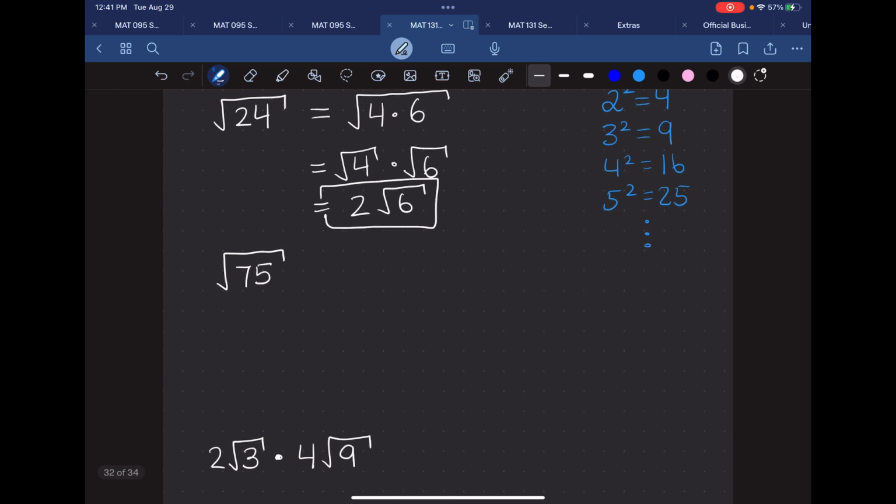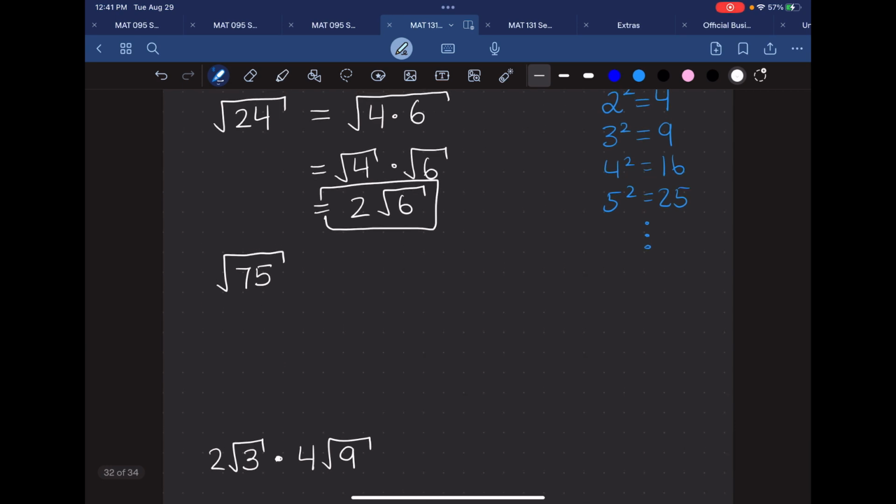All right, so now we have square root of 75. Go ahead and try this one. Okay, so we think about the factors of 75, and we could write 25 times 3. And 25 is a perfect square. That's equal to 5, and then I have left over this square root 3. So this would be our simplified version of square root of 75.